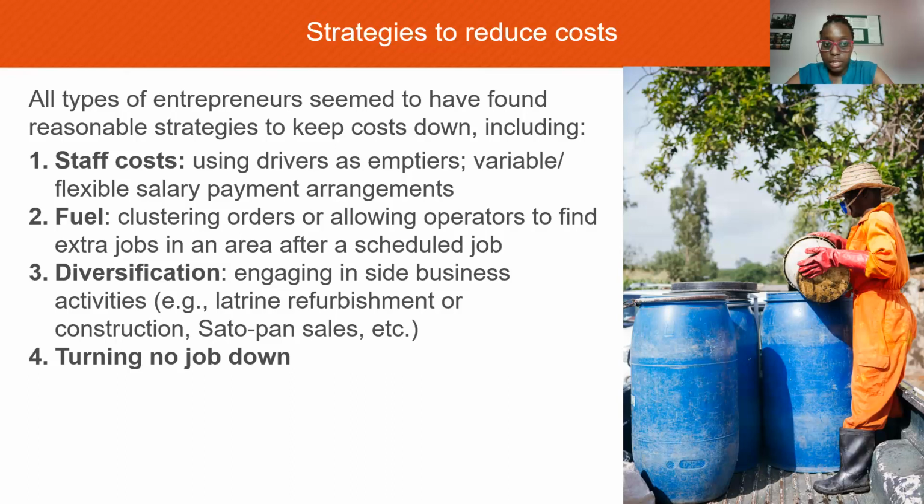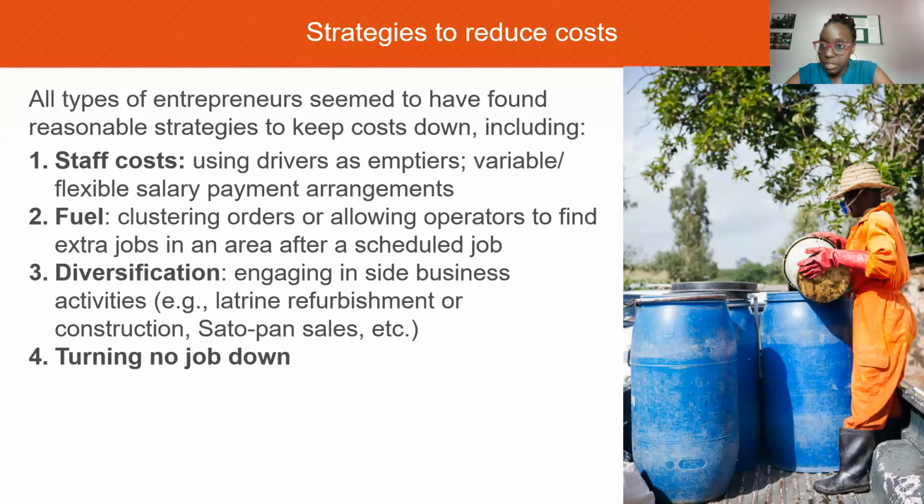And this was really around the transport costs, clustering the orders or allowing the operators to find extra jobs, particularly for some of the category that takes on smaller jobs, 3 to 6 barrels. So if I have a job and I've called them, then maybe they'll move around and say, does anyone else want their toilets emptied? And then they're able to cluster those orders.